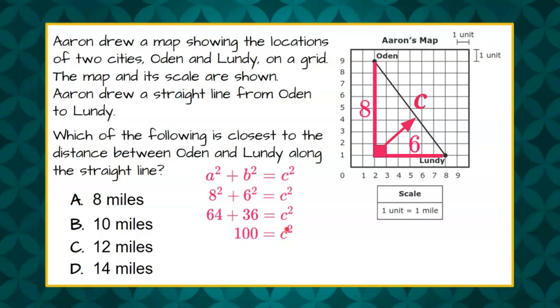So the inverse of C squared is to do the square root, and what I do to one side, I must do to the other. So the square root of 100 is 10, and the square root of C squared is C, telling us that the distance between Odin and Lundy, that diagonal length in the coordinate plane, is represented by 10 miles.